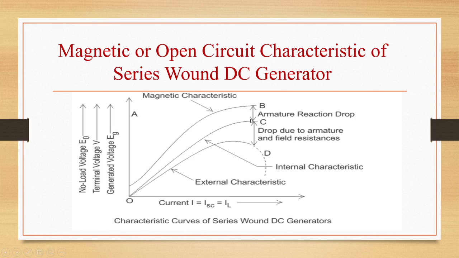Again, the internal characteristics lie below the magnetic characteristics because of armature reaction drop. The external characteristics, that is OD, lie below OC because of drop due to armature and field resistances. On the x-axis we are taking the current. Whether you take IL, ISC or I, it is all the same because they are connected in series. On the y-axis we are taking, for magnetization characteristics, E naught, for OC Eg, and for OD V.